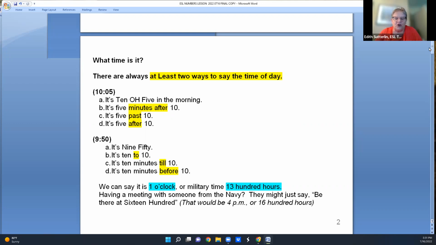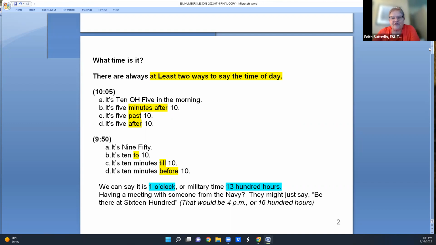We can also say it's 5 minutes after 10, or it's 5 past 10. That means it's 5 minutes after the hour of 10 o'clock in the morning. And we can either use the word past or after. We can either say the word minutes or not, and people will assume that it's minutes and it's after the o'clock. The next one is it's 9:50.